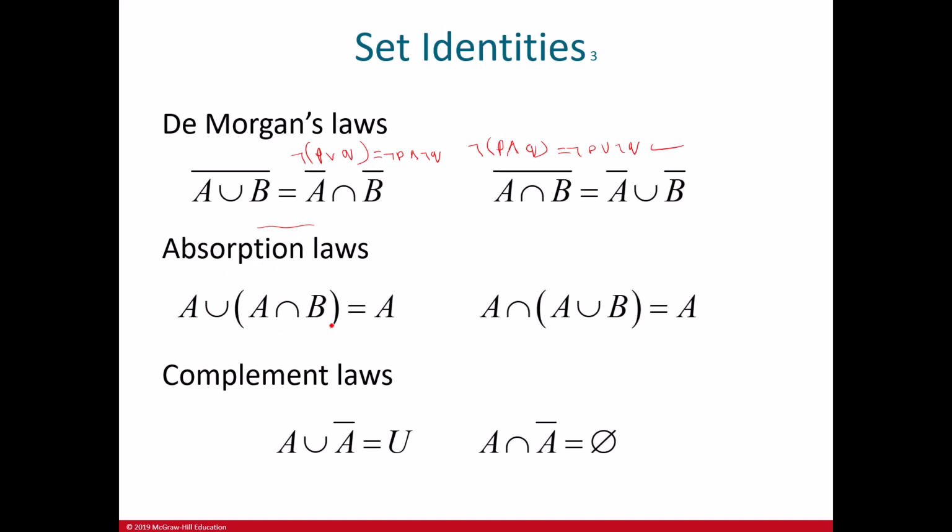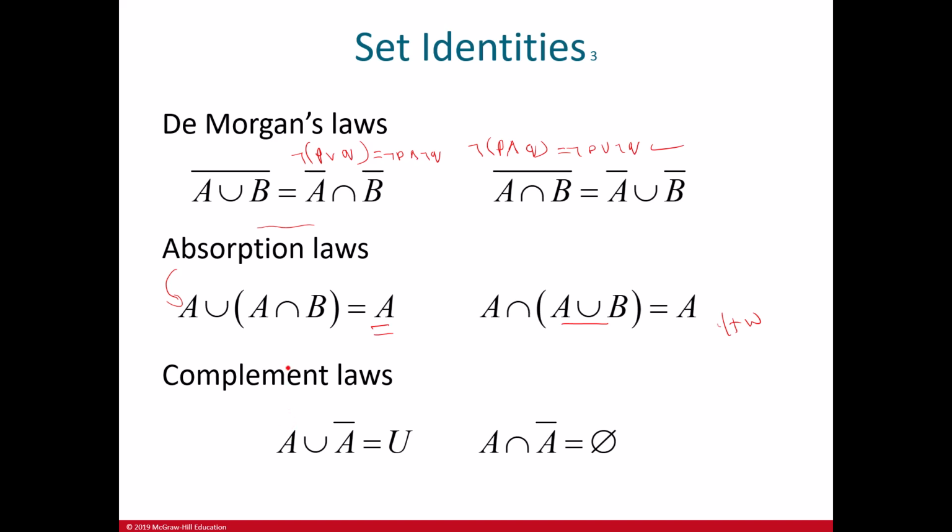Absorption law. This one really can follow from the laws that we mentioned before, and again, there is something similar in propositional logic. So if I have A union the intersection of A and B, this is the same thing as saying A. And similarly here, A intersection the union is also A. Maybe you can do it as homework. You can see that it really follows. It's not really distinct; it's derivative. You can derive it from the others.